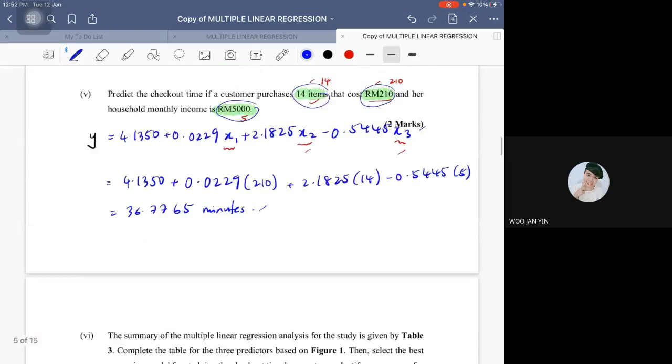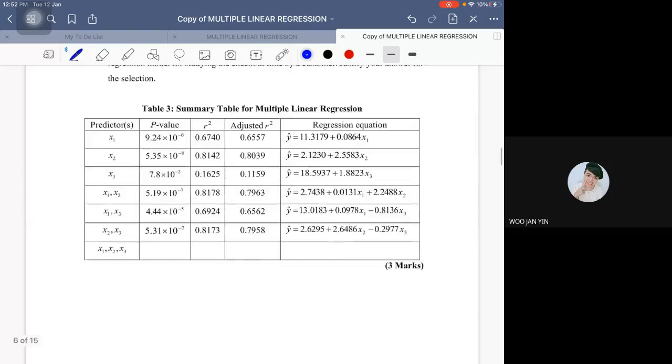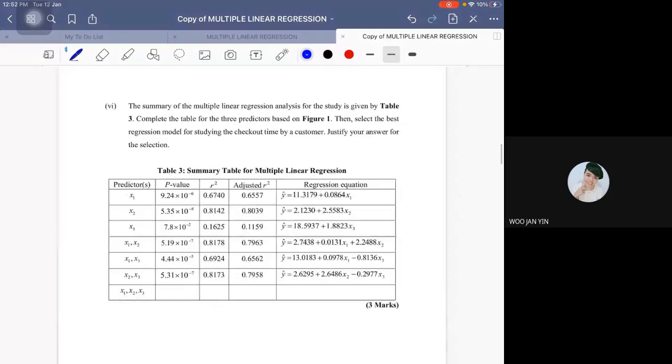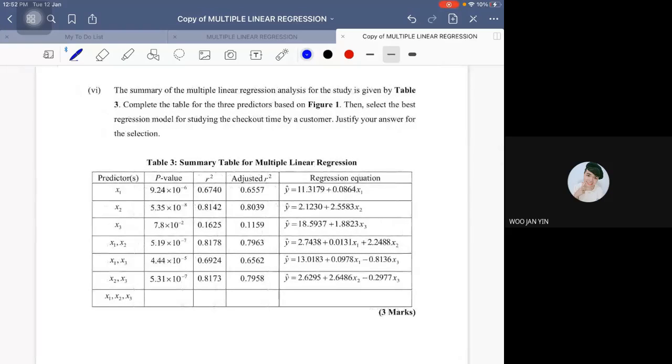Okay, so that is going to be for number 5, and this is going to be the last one for this particular problem. This is a summary. This is called model selection. It says that the summary of the multiple linear regression analysis for the study is given by table 3. Complete the table for the 3 predictors based on figure 1, then select the best regression model for studying the checkout time by a customer. Justify your answer of the selection.